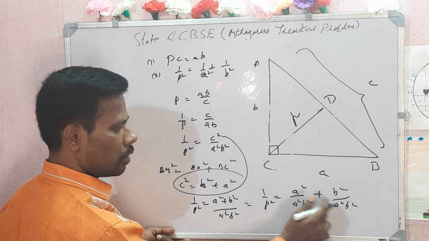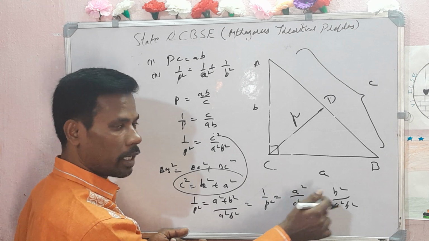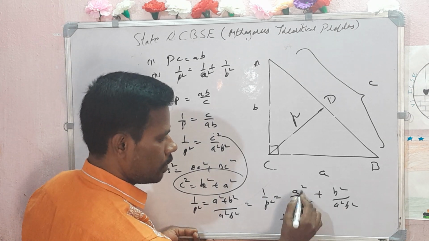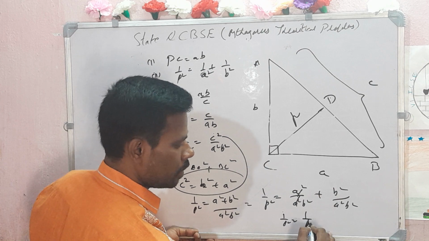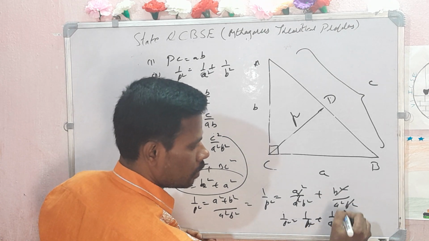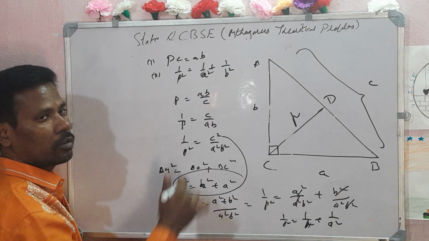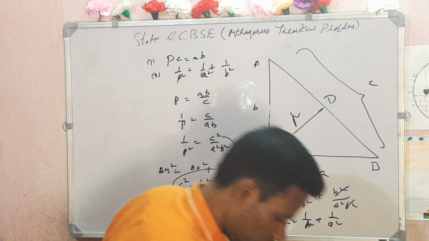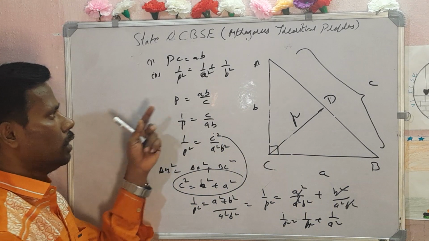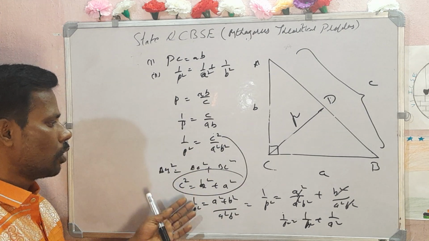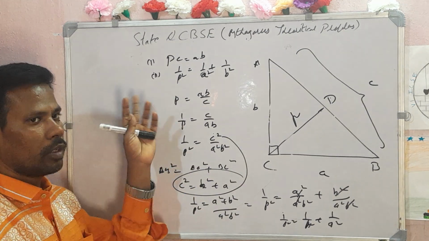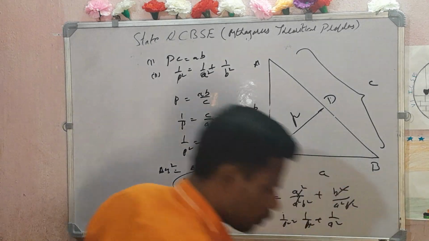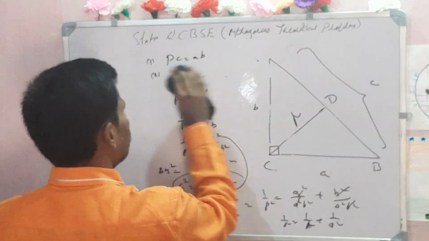Both denominators are same, so I can add the numerator. That means I can split this into two fractions. So 1 by P square is equal to 1 by B square plus 1 by A square. That's it. There ends the problem. Next problem. So it is very simple. There is no confusion at all. I think this is one of the important problems they may ask for exam. Please make a note of it.